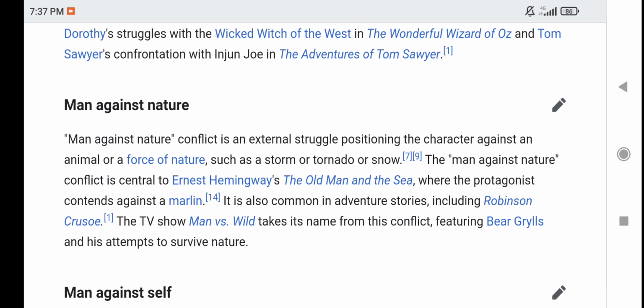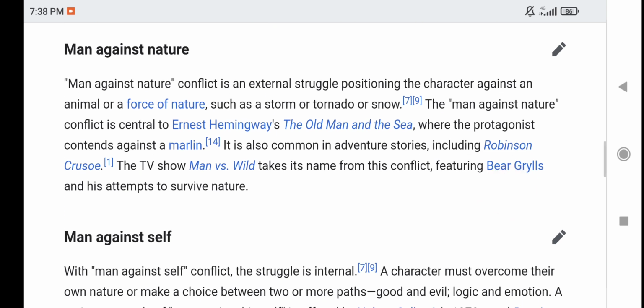Man against nature. Man against nature conflict is an external struggle opposing the character against an animal or a force of nature such as a storm, a tornado or snow. The man against nature conflict is central to Ernest Hemingway's The Old Man and the Sea, where the protagonist contends against a marlin. It's also common in adventure stories, including Robinson Crusoe. The TV show Man vs. Wild takes its name from this conflict, featuring Bear Grylls and his attempts to survive nature.